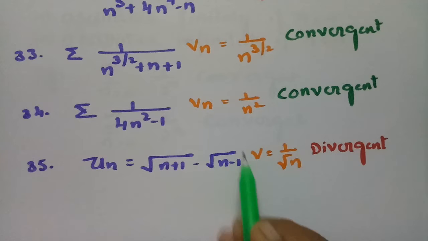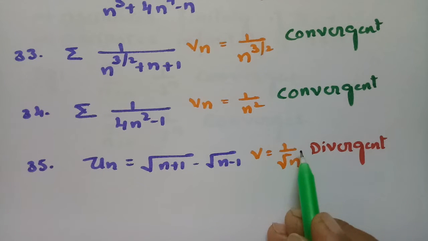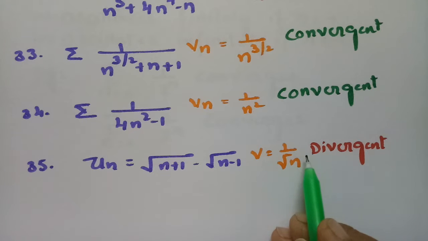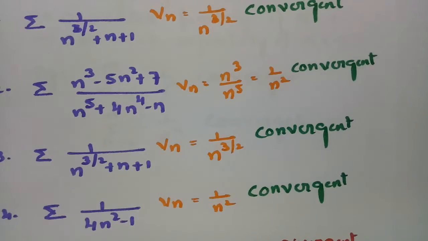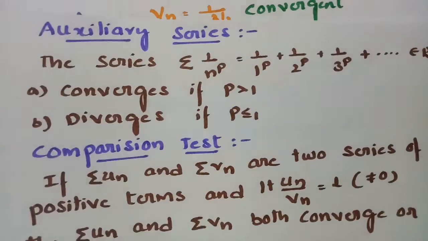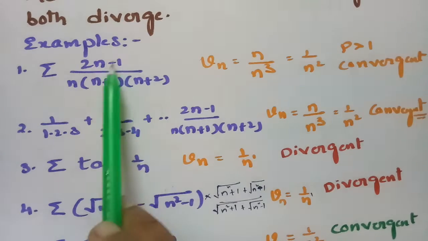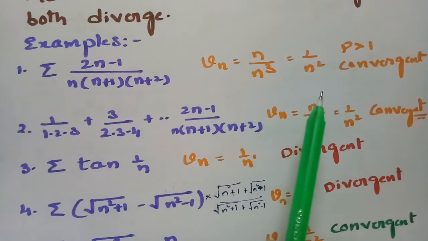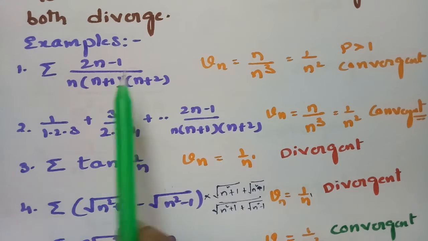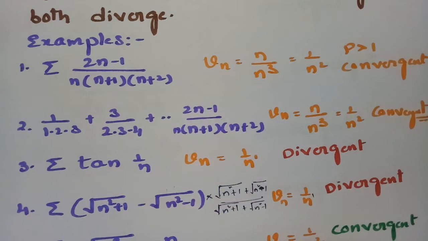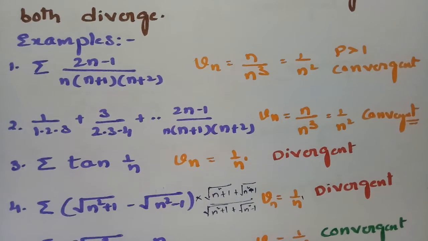And in this case, if I rationalize, in the denominator remains root n. So root n is nothing but n power half, which is less than or equal to 1. So this is divergent. So these are all the questions related to the p-test series or auxiliary series. Look at these questions first of all. So this is un, there are no factorials. Simply we have to take un and select vn, make a comparison test, and directly we can write. So I made videos on all these problems.